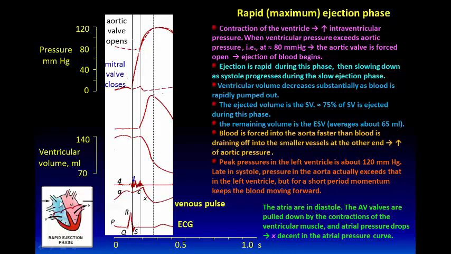The atria are in diastole during the rapid ejection phase of the ventricles, and the AV valves are pulled down during the rapid ejection phase, and this results in an X-descent in the atrial pressure curve. So this is the X-descent in the atrial pressure curve, which is due to pulling down of the atrioventricular valves during the rapid ejection phase of the cardiac cycle.